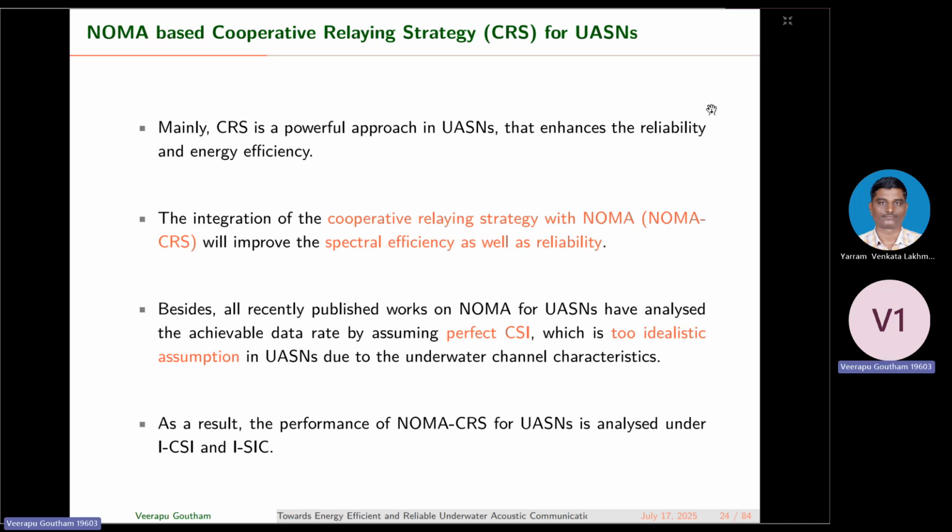Okay, we understood that CRS is a powerful approach in underwater acoustic sensor networks. It enhances the reliability, but it reduces the spectral efficiency. To improve the spectral efficiency, we are combining NOMA with CRS. With that, spectral efficiency as well as reliability increase. And there are some papers that have used only perfect CSI, which is too idealistic an assumption in underwater acoustic sensor networks. We have also considered imperfect CSI in underwater.